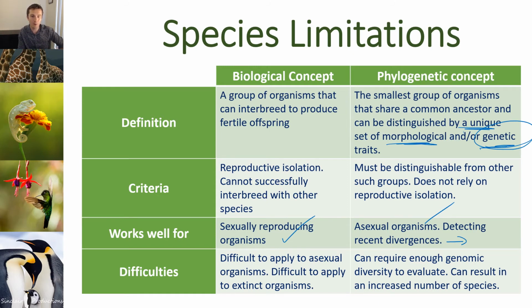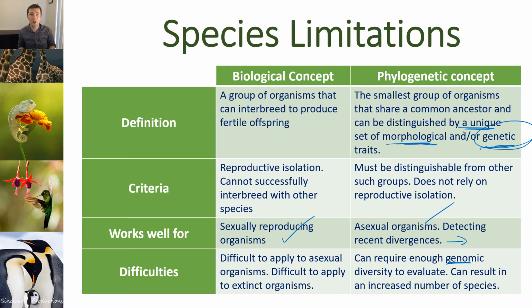Difficulties. This is difficult to apply to asexual organisms, particularly, and difficult to apply to extinct organisms. Obviously, infertile organisms, ring species as well, and those hybrid organisms. The phylogenetic concept can require enough genomic diversity to evaluate. So it does require a certain amount of genetic information, and can result in an increased number of species, because it's the smallest group of organisms that share a common ancestor. So all of a sudden it starts to blow out the number of species that we have.